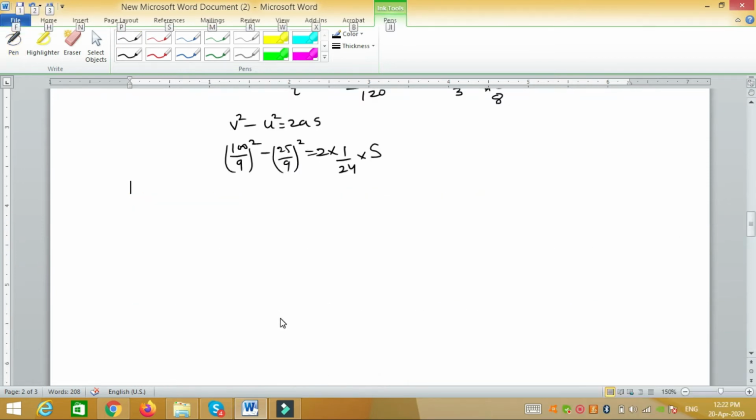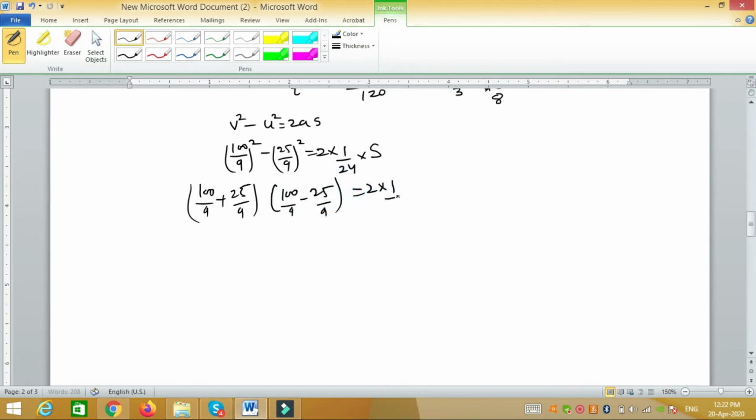Now see how to do this calculation. It is very easy. a square minus b square, you apply here, that is a plus b and a minus b, and this would be 2 into 1 by 24 into s that we want to calculate. So this is 125 by 9, and this would be 75 by 9, and then 24 will be taken here and 2 at the denominator. You can calculate s, which is very easy.